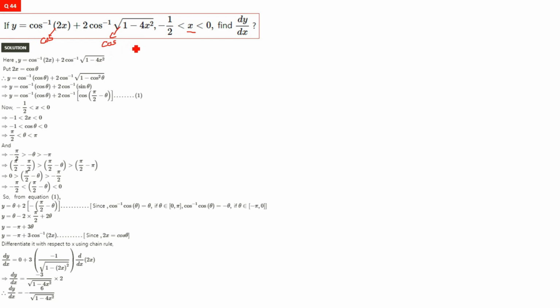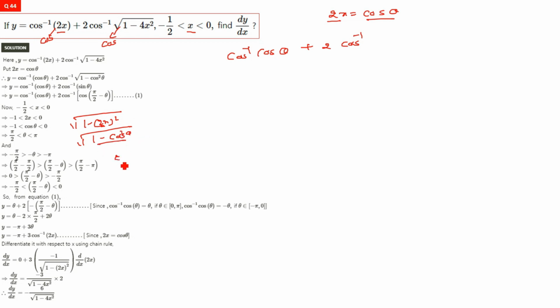So what do we need inside? Because it is cos inverse, by default we need some cos inside. So we'll put 2x equals cos theta. So it will be cos inverse of 2x, which we have taken as cos theta, plus 2 cos inverse of under root 1 minus 4x square. You can write it as 1 minus 2x whole square, it is 4x square only. 2x we are putting as cos theta, so it will be 1 minus cos square theta, which is sin square theta. And there is an under root, so sin theta will come out.